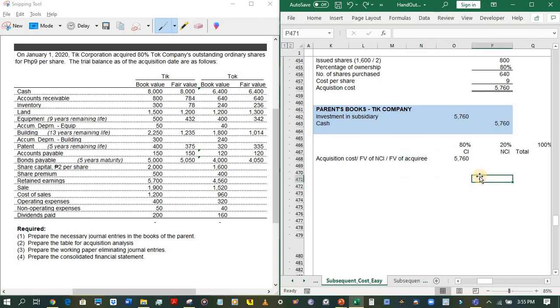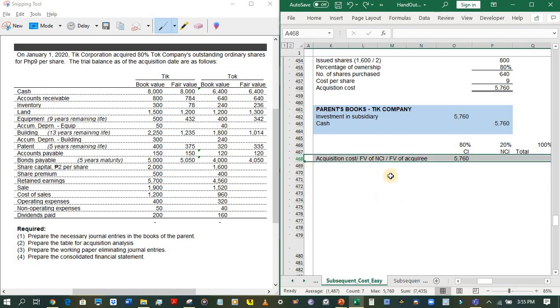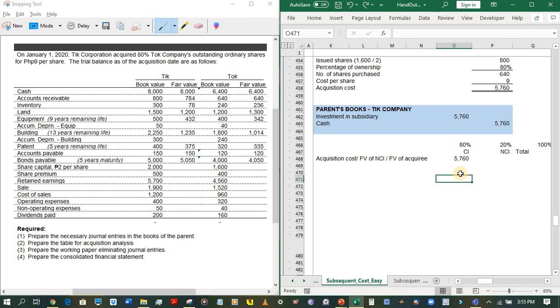The fair value of the NCI must be at 20% of the fair value of the acquiree. However, looking at the problem, there is no data about the fair value of either the NCI or the acquiree. The only information that we have on this particular row is the acquisition cost. So for this problem, we are going to assume that the 5,760 is at 80% of the fair value of the acquiree, which means that the acquirer purchased the 80% outstanding ordinary shares at fair value.